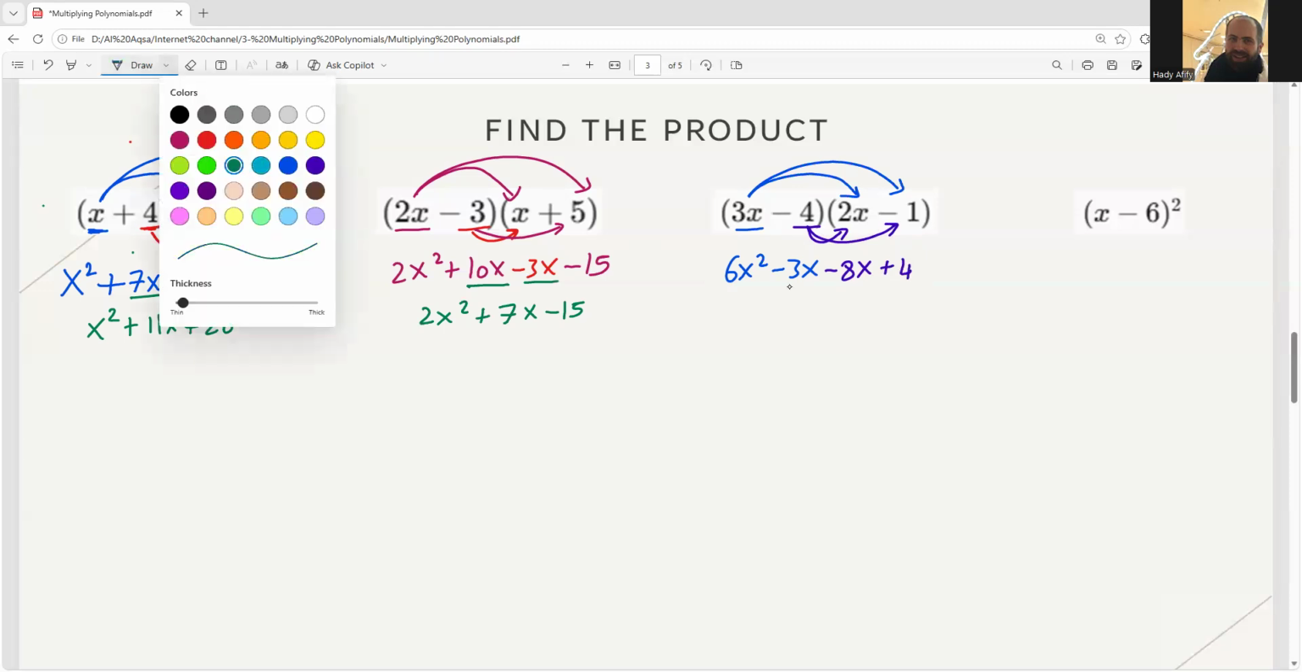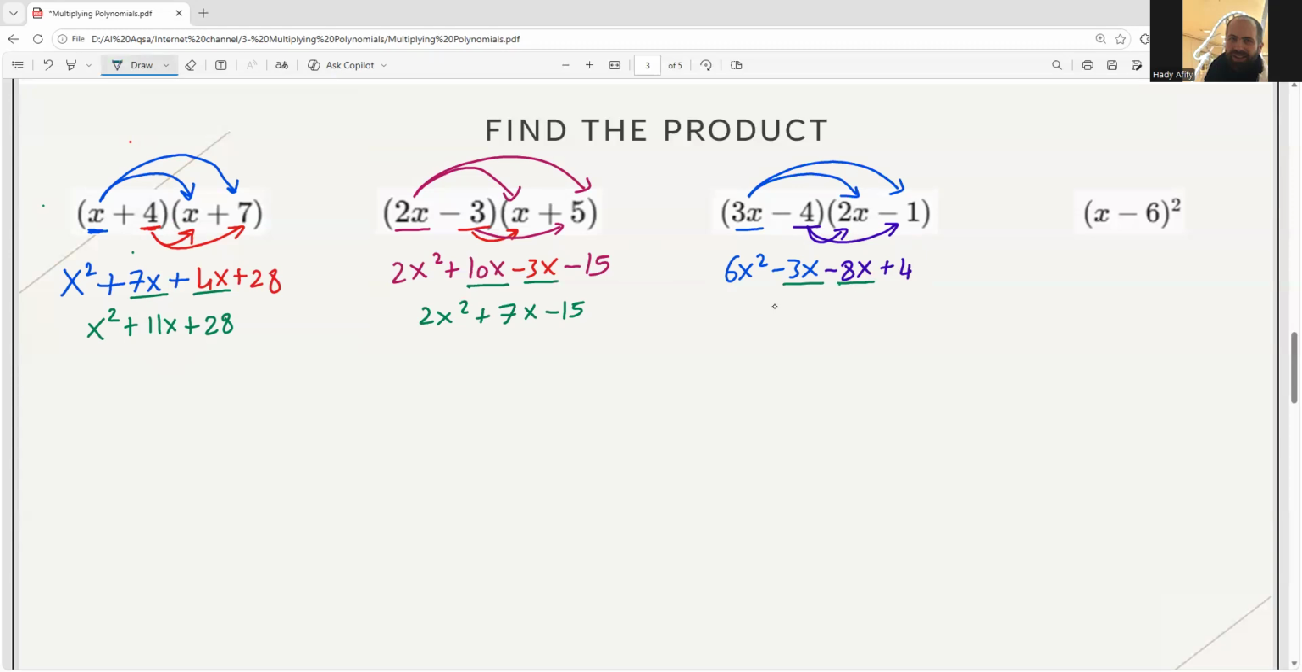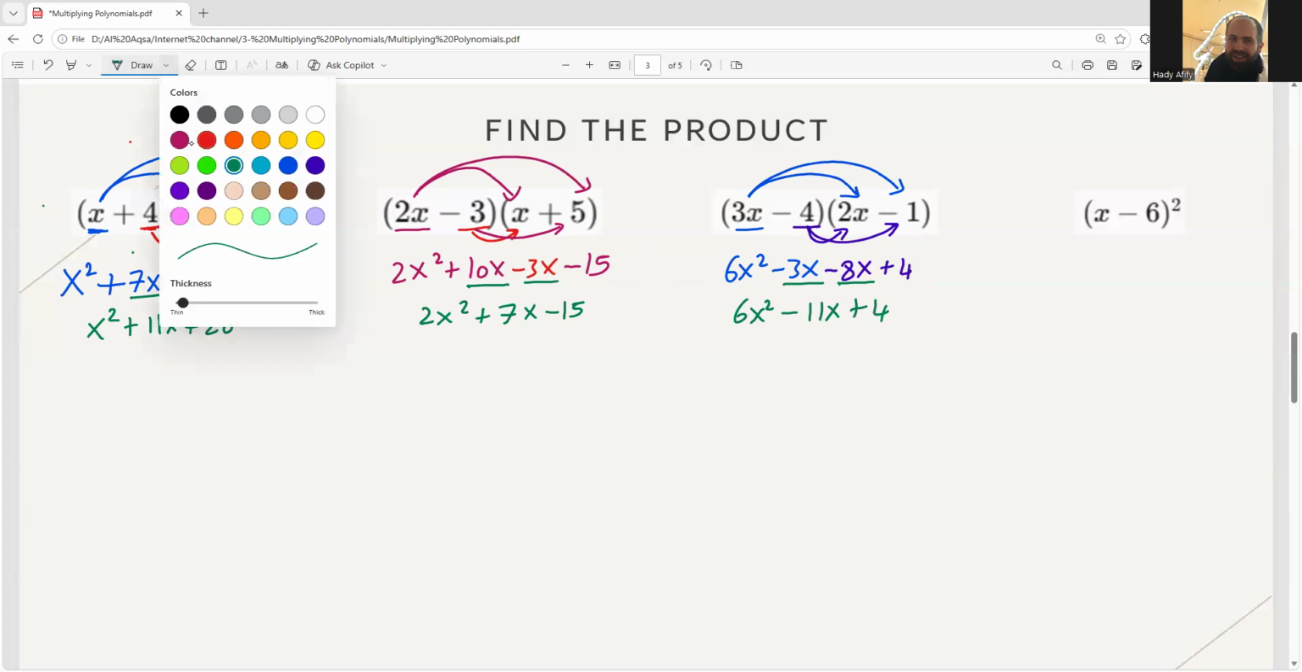And then you are going to add the same terms, or the like terms. So you have 6x squared as the beginning, negative 3 minus 8. So both of them are negative. The answer will be negative. 3 plus 8 will be 11. So 11x plus 4.